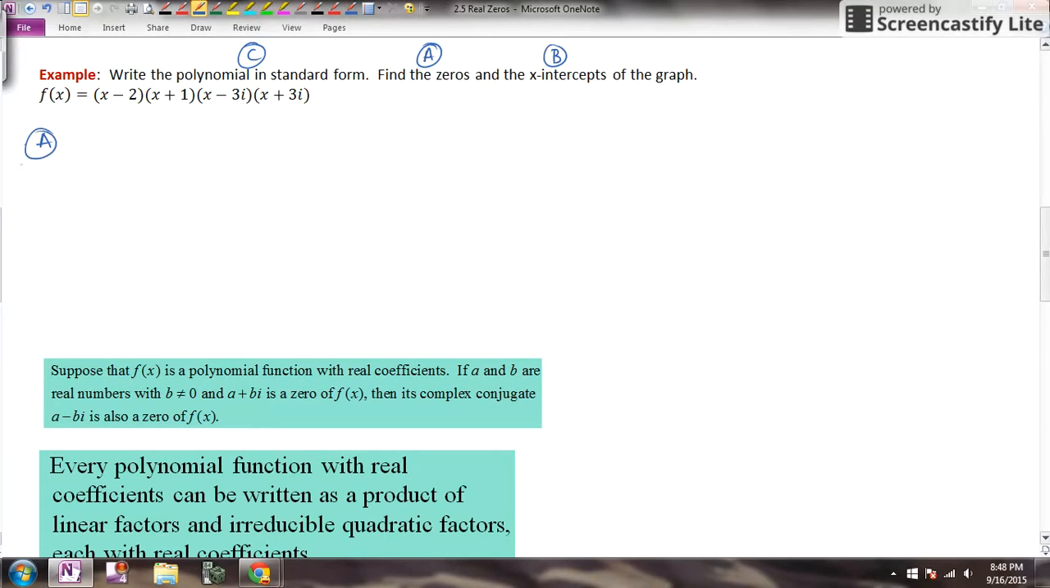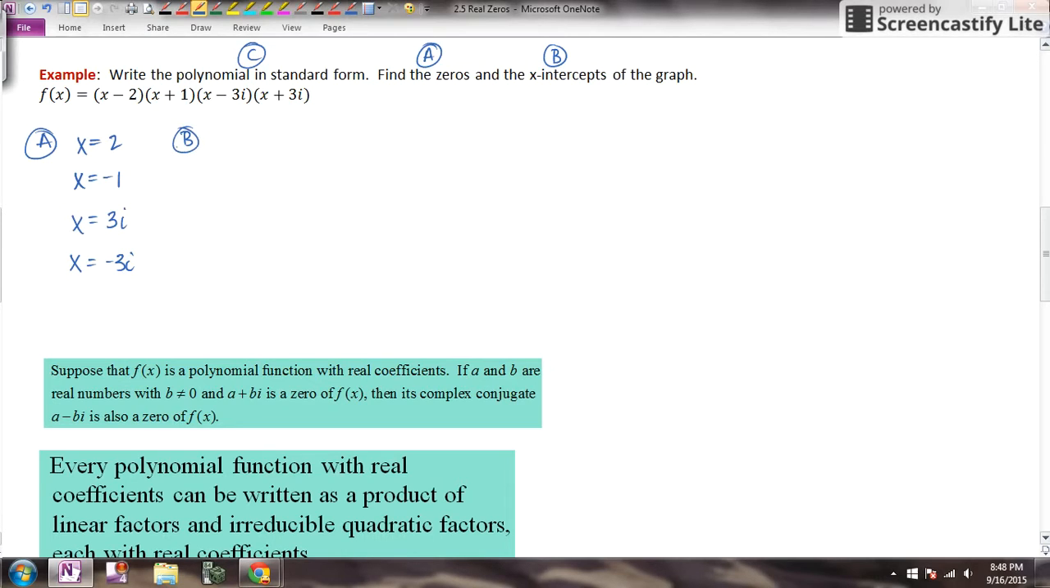So part A says find the zeros. Well, one of the zeros is x equals 2. Another zero is x equals -1. Another zero, gross, is 3i. And another zero is -3i. And those are all your zeros.